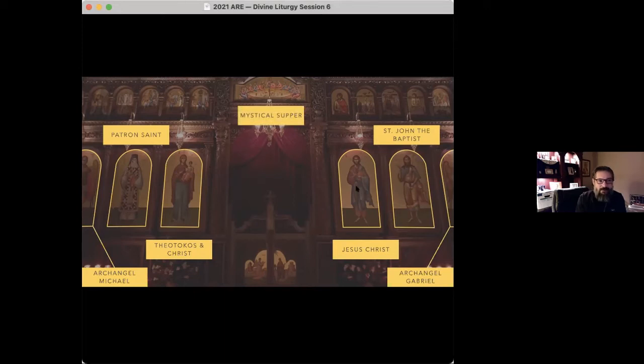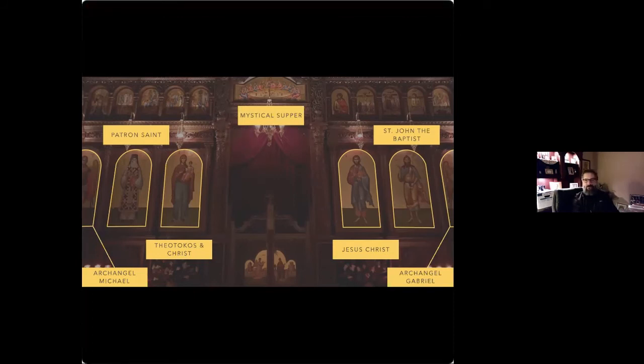At the top, I just wanted to point out that here in our parish, we have at the top of the gate the mystical supper depicted, and that's a very common depiction above the beautiful gate. And I think for obvious reasons, right? This is what we're gathering here to do. And it's reminding us, and making present in a visual way, as icons do, the mystical supper, the Last Supper, where Christ instituted the Eucharist.